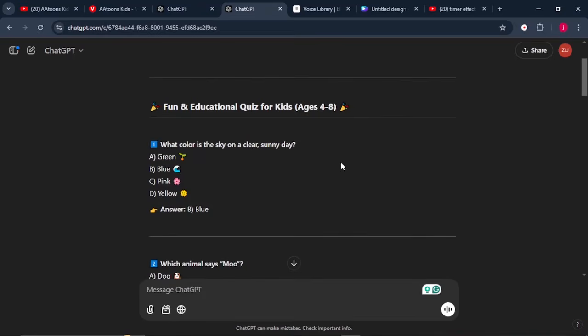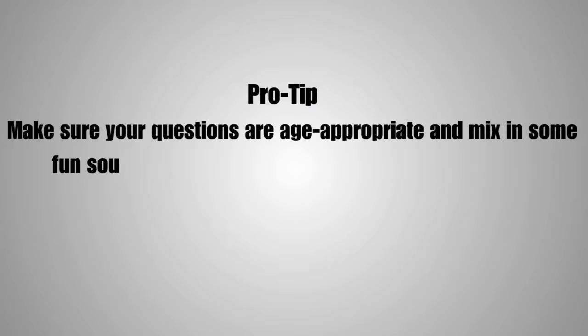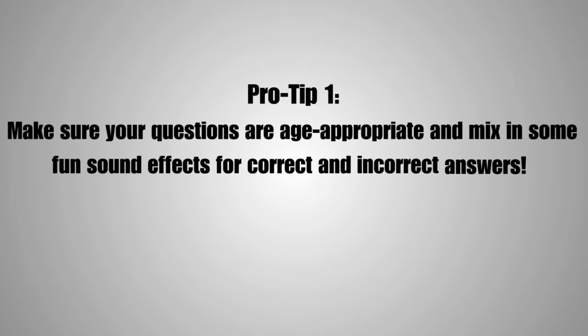Let's just look at the first question that we have, which says, what color is the sky on a clear sunny day? So we've got these multiple choices and we've got a final answer at the end. Now, here is pro tip number 1. Make sure your questions are age appropriate and mixed with some funny sound effects for correct and incorrect answers.